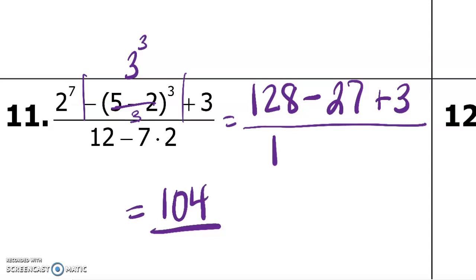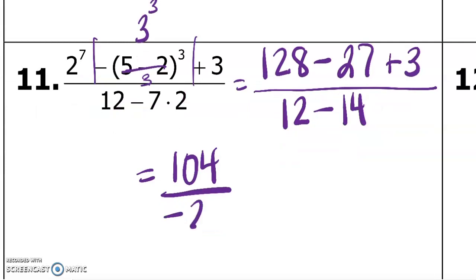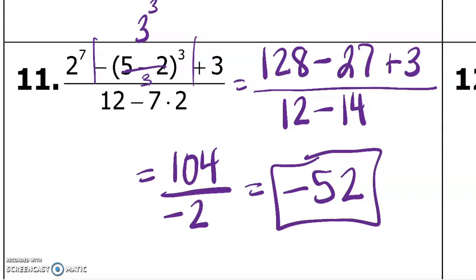On the bottom, I'm going to bring down the 12 minus 7 times 2 is 14. Again, some of you are wanting to do the 12 minus 7 first. Order of operations says we have to multiply before we subtract. Make sure you do this in the correct order. 12 minus 14 is -2. So when you have 104 divided by -2, you're going to get -52. 1 positive divided by 1 negative is a negative.